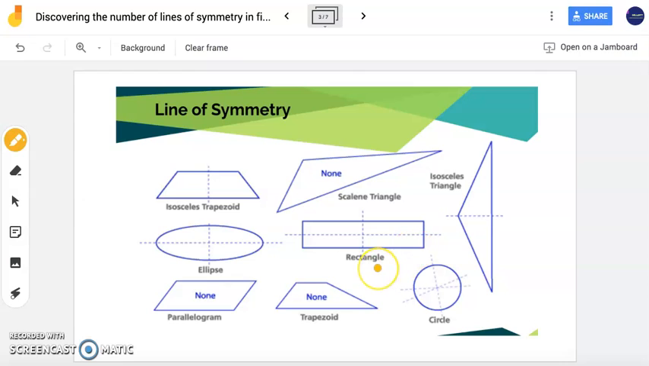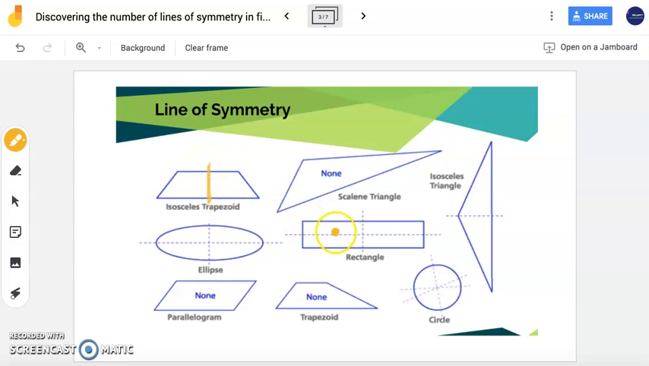Now in these examples here, some of these figures might have more than one line of symmetry, and that's absolutely fine. In fact, that's what I want to focus on today. So notice here we have an isosceles trapezoid. Now in this trapezoid given, there's one line of symmetry. There's only one way we can break this into two equal parts, by drawing a vertical line.